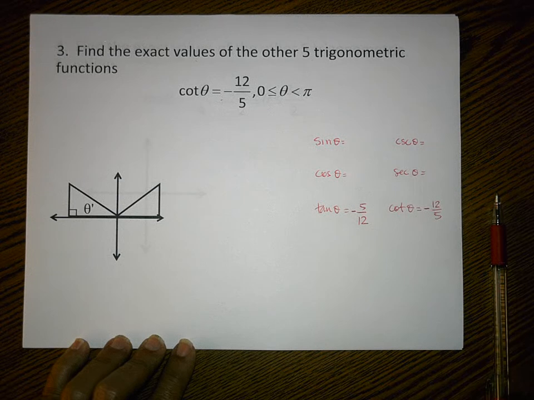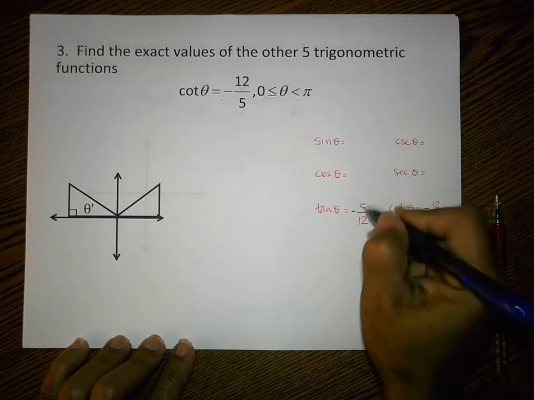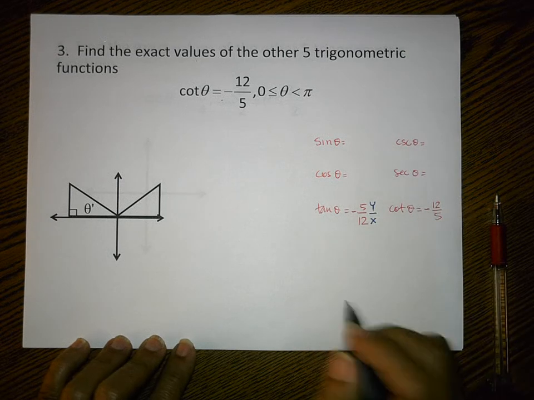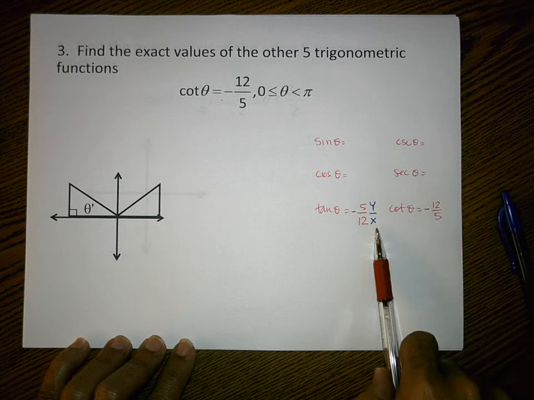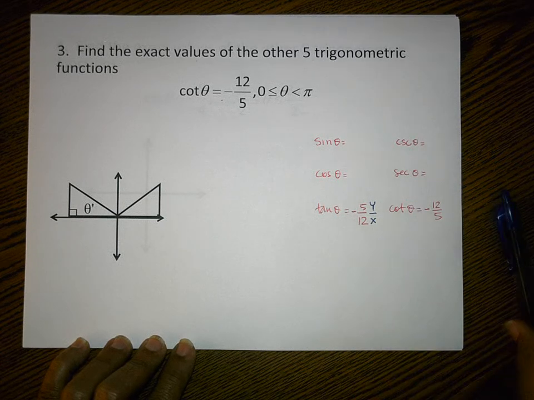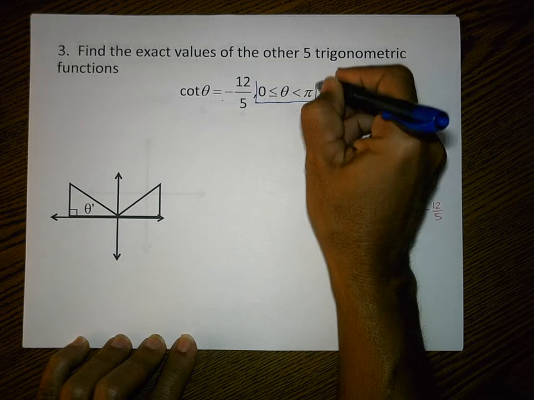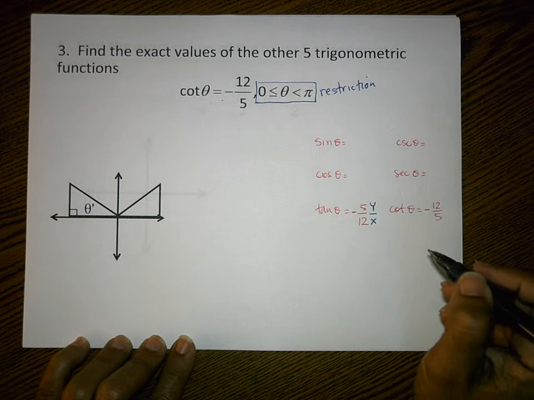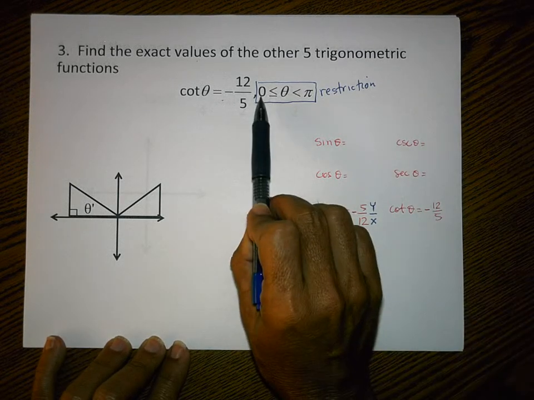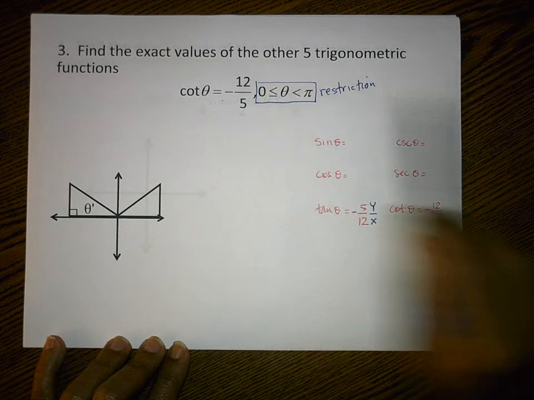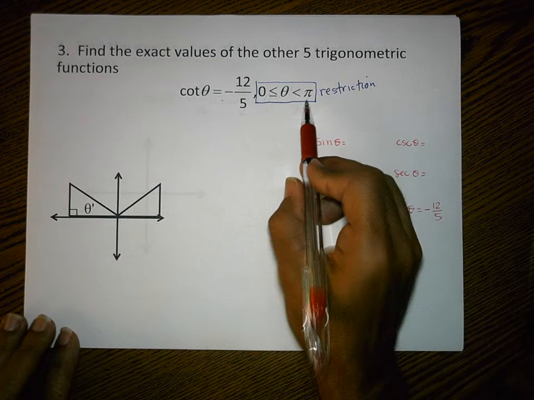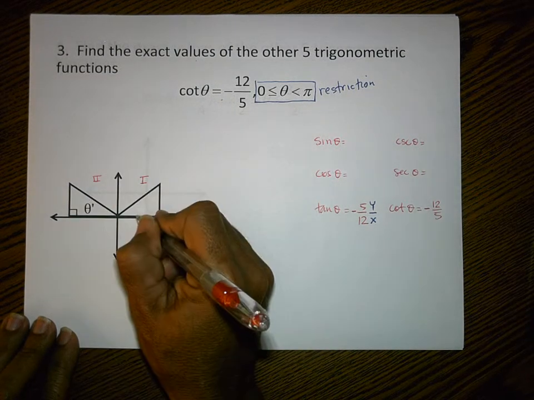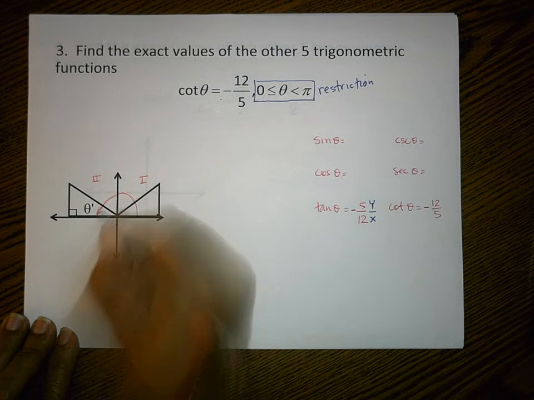Now remember, the tangent is y over the x. It's important to know that, okay? So with that piece of information that I put here in blue, plus the restriction that they put right here, okay, two things. The information that they gave me between 0 and pi, and we're not including pi. So this angle is either in quadrant 1 or in quadrant 2, okay? So this angle is either here or here, okay?